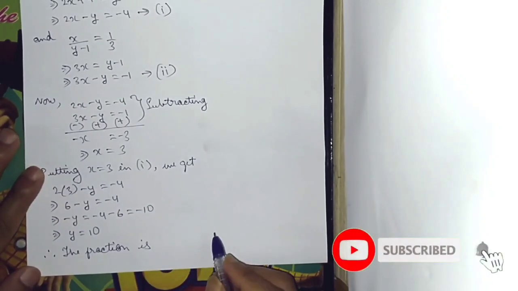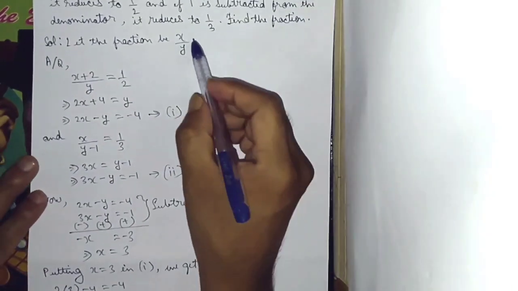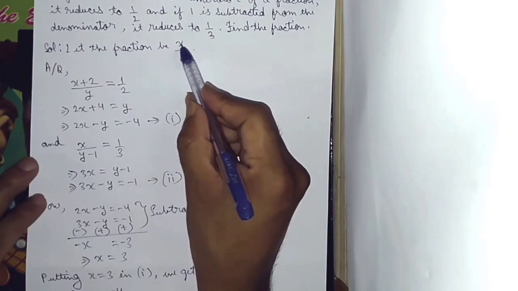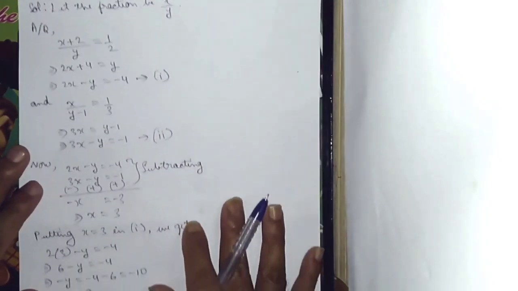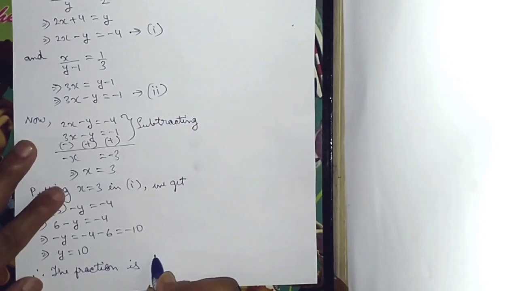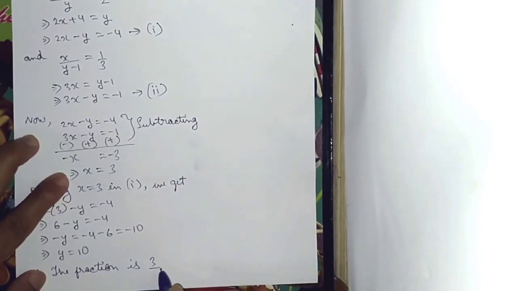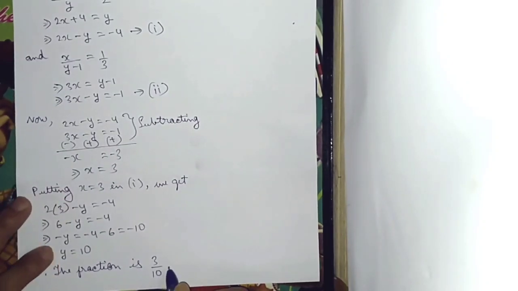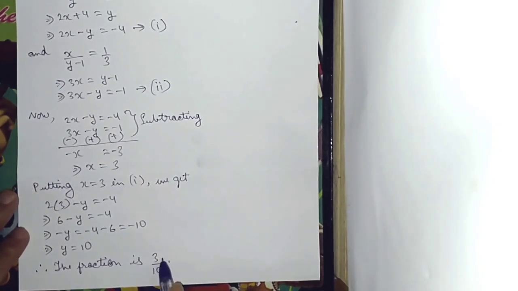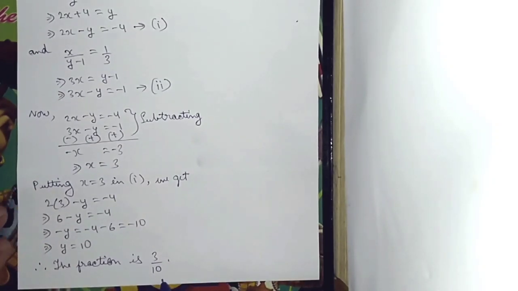Therefore, the fraction is x by y. Substituting the values of x and y, x is 3 divided by y is 10. So the fraction is 3 by 10.